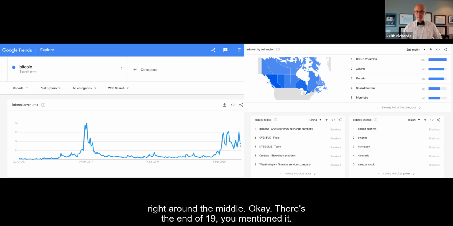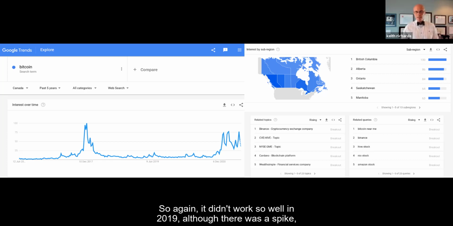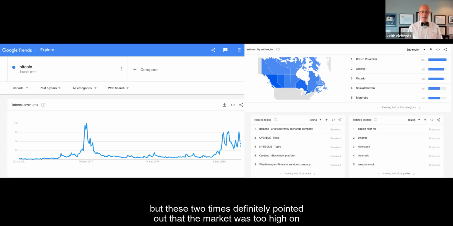Right around the middle of 2019, okay, there's the middle of 19. We mentioned that was one of the other dates. There was a small peak, so it wasn't so valuable there. But as we came into the beginning of this year, February of 21, I mentioned that was another peak point. So you saw that the inquiries on Bitcoin were very high early this year. So again, it didn't work so well in 2019, although there was a spike. But these two times definitely pointed out that the market was too high on Bitcoin.